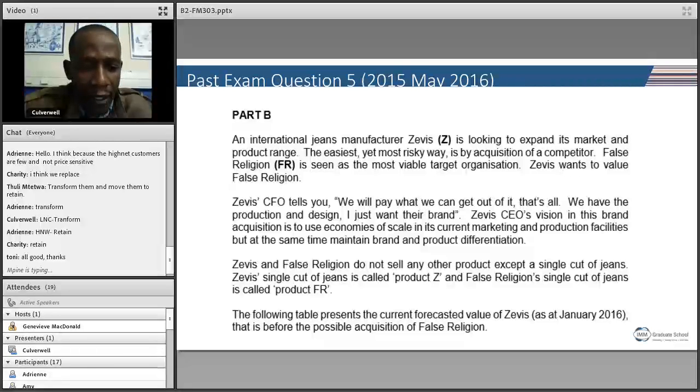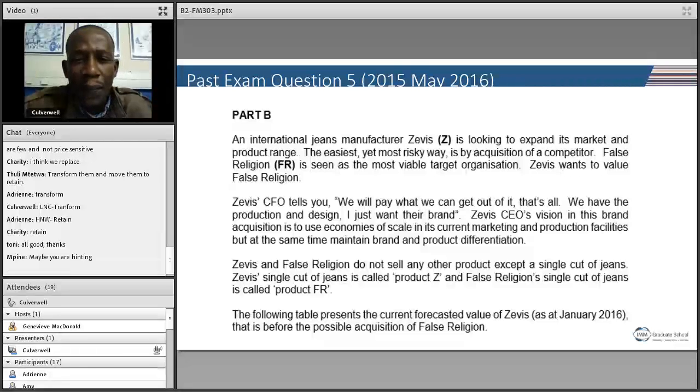So with that in mind, I also used the May 2016 paper. The reason I picked the 2016 paper is not because I'm thinking they're going to bring exactly the same paper when you guys write the May paper. Not necessarily, but the type of question that they gave can help you guys to understand exactly what is going to be expected.